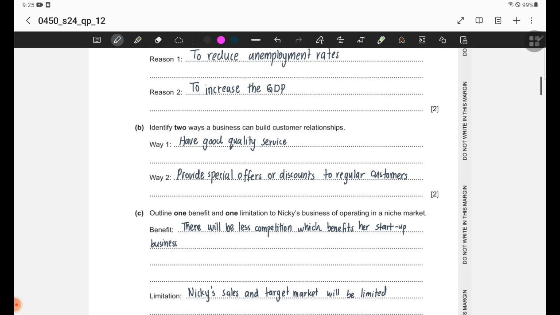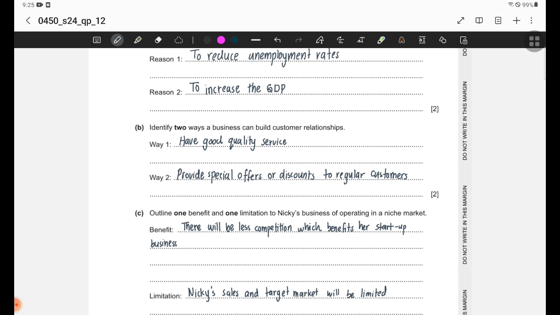Okay, second question is also a 2-mark question, and it's also an identification question, and again there's no application. So you have to identify 2 ways a business can build customer relationships. Okay, again, this is also quite easy, and you have unlimited answers to put. But for me, I chose to have a good quality service. You can also put products as well if you do not want to put service.